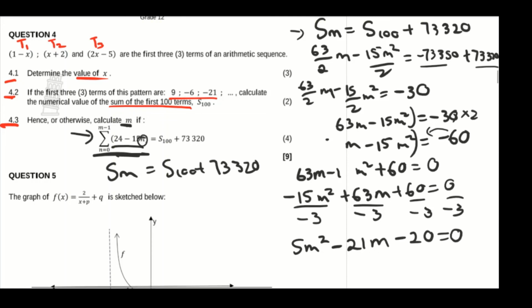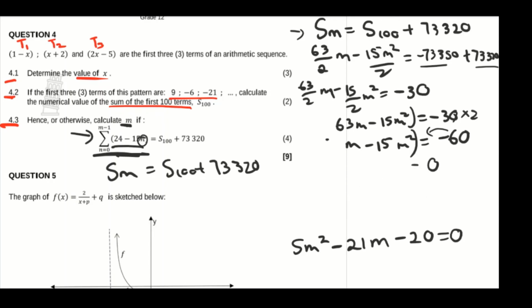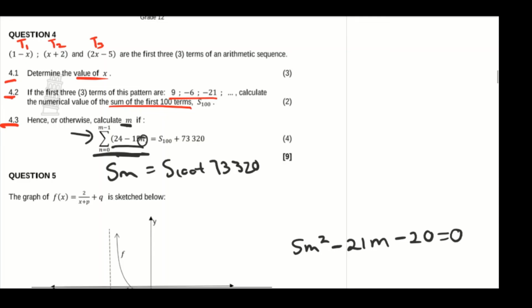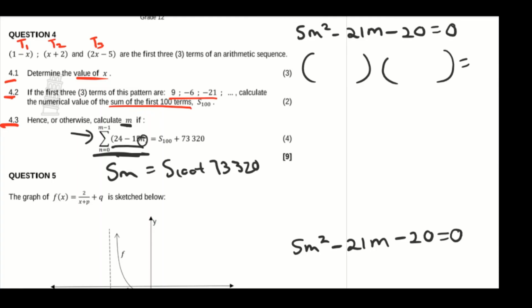So that's what I'm getting, and then now you factorize and you identify your value of m. That's why I said this question deserves at least 6 marks and not 4 marks, right? But anyways, so we have 5m squared minus 21m minus 20 equals 0. So to factorize this, we're going to have (5m + 4)(m - 5).